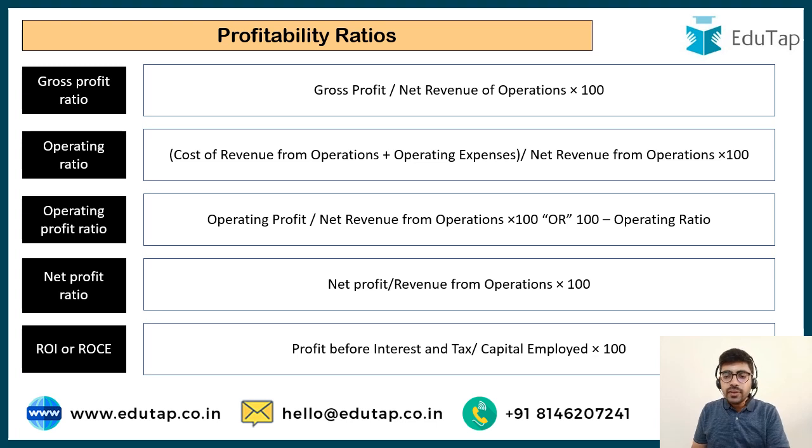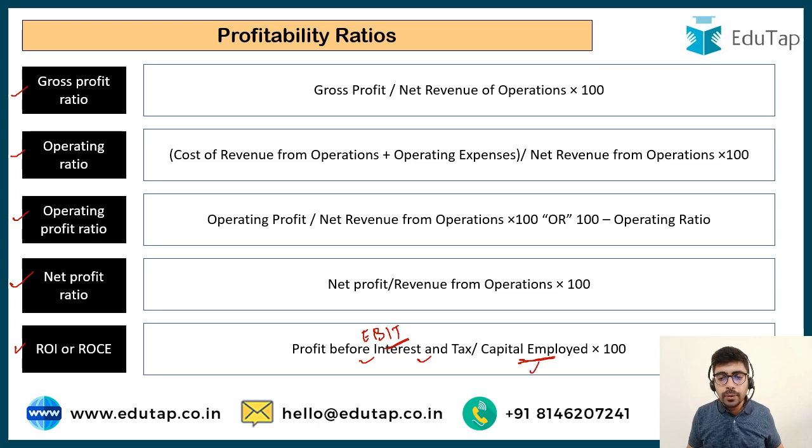So here we have different profitability ratios, and now I believe you already know much about them. Gross profit ratio we already know. Operating ratio we know. Operating profit ratio we know. Net profit ratio again we know. There is return on investment or return on capital employed. Now this is about the profit before interest and tax. Okay, EBIT, earning before interest and tax divided by the capital employed into 100. So how much operating profit you are generating from the total capital employed in the company. So this is your return on the investment.